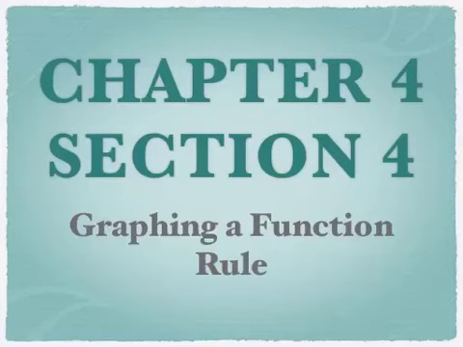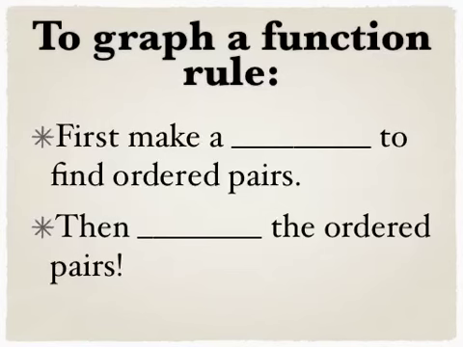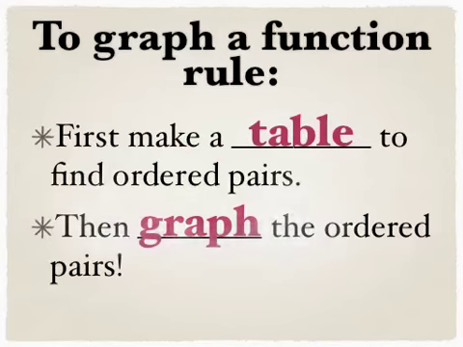Chapter 4, Section 4, Graphing a Function Rule. To graph a function rule, you first make a table to find ordered pairs, and then you graph the ordered pairs. So when you're graphing a function rule, you're going to be given an equation or function rule, and you're going to be asked to graph it.